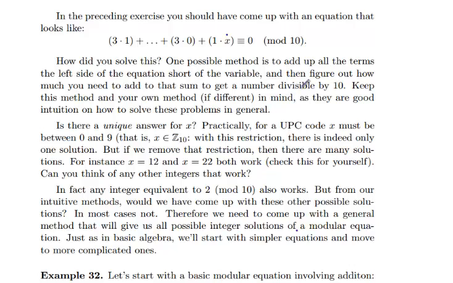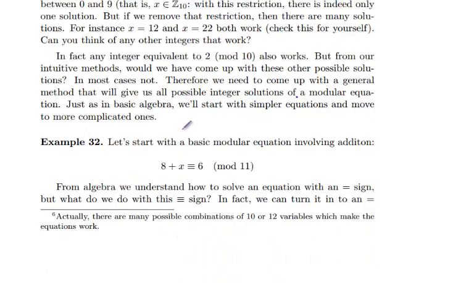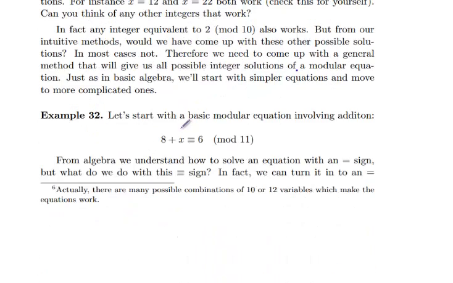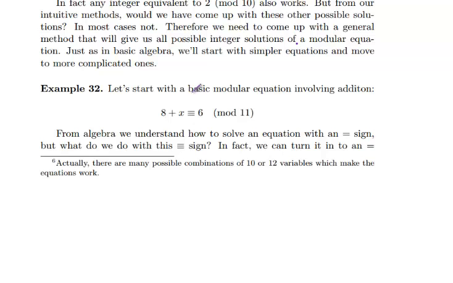Now, in the case of a UPC, we know that this x has to be a number between 0 and 9 because all of the code digits are between 0 and 9. However, in some cases we might want to find the most general x that satisfies this modular equation. So we need a technique or method in order to be able to solve equations in general like this.